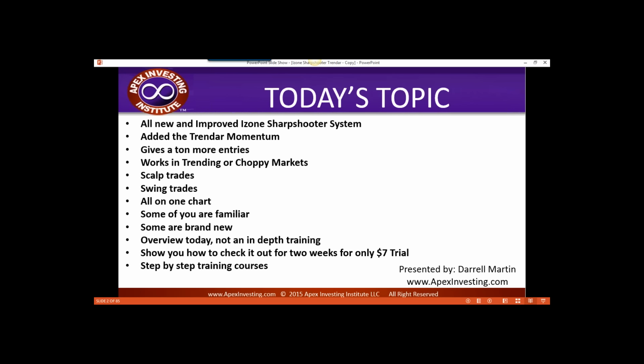Okay, so I want to show you the new system, give you an overview of it. I'm going to show you some charts too. I spent some time going through yesterday and today, grabbing some quick screenshots. I want to show you how the system works.